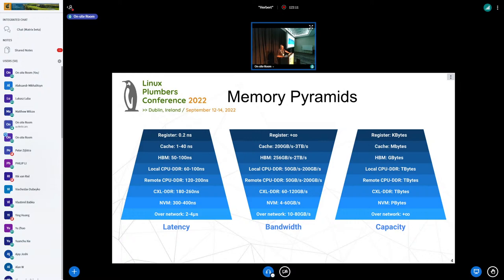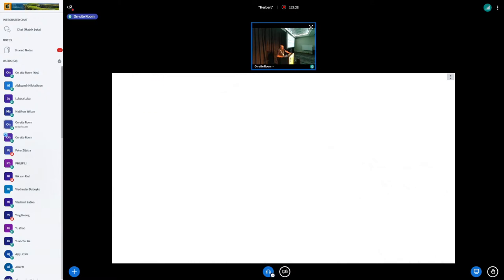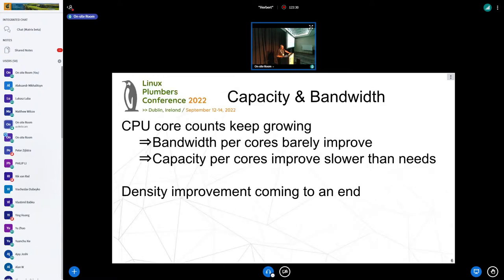We have register, cache, HBM, local CPU, remote CPU, and CXL memory, and we can have even more memory technology on the horizon. I'm not going to go over this too quickly: capacity grows faster than memory performance, the physics, the capacity, and so on. Memory is becoming a large chunk of the TCO.